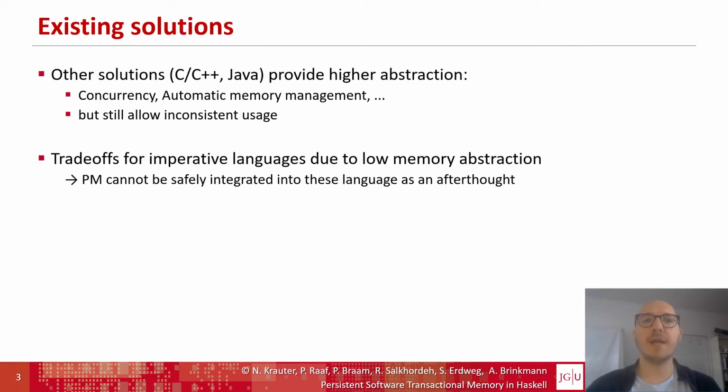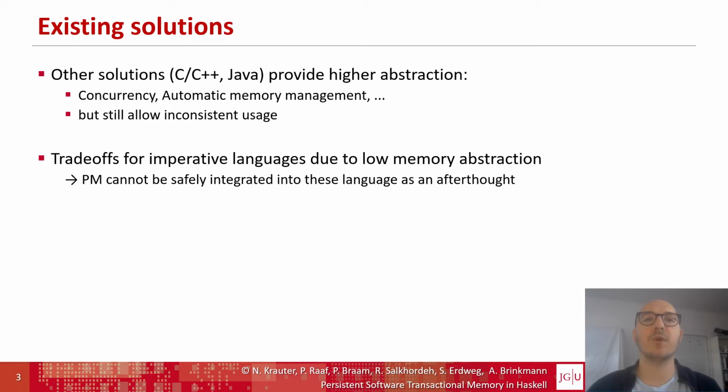We analyzed many existing solutions written in C, C++, Java, Go, and so on. While they offer some kind of alleviation through high abstractions such as concurrency guarantees and automatic memory management, they still allow for some kind of inconsistent usage of persistent memory. For example, they cannot transparently avoid assignment of volatile structures.